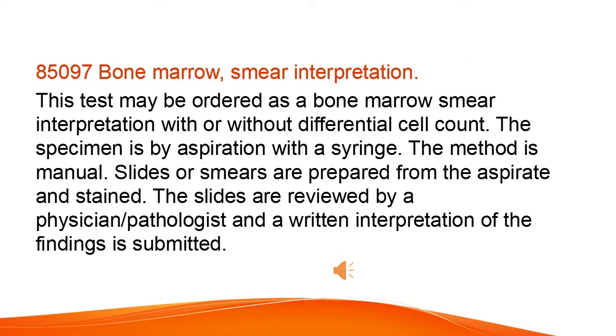Bone marrow, smear interpretation. This test may be ordered as a bone marrow smear interpretation with or without differential cell count. The specimen is by aspiration with a syringe. The method is manual. Slides or smears are prepared from the aspirate and stained. The slides are reviewed by a physician/pathologist and a written interpretation of the findings is submitted.